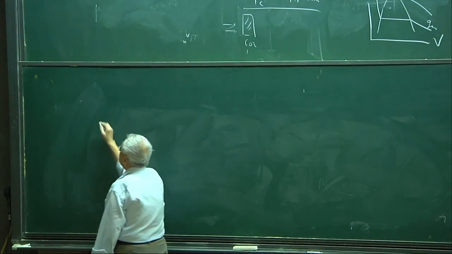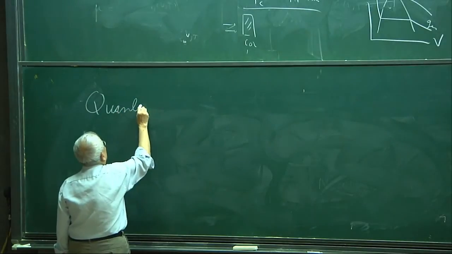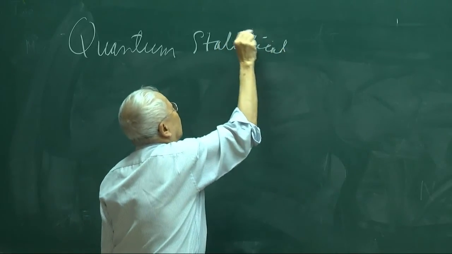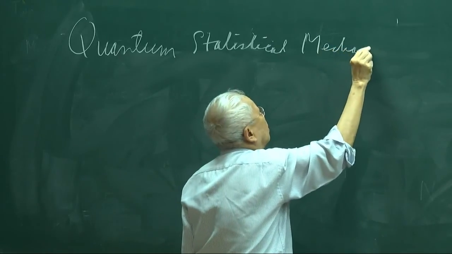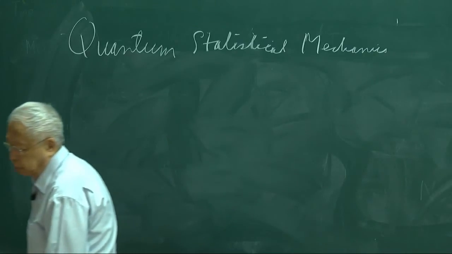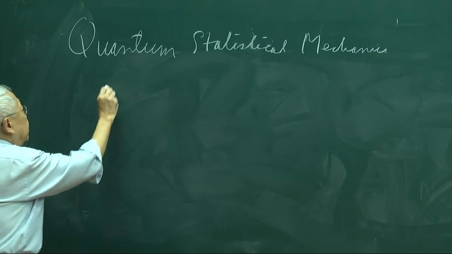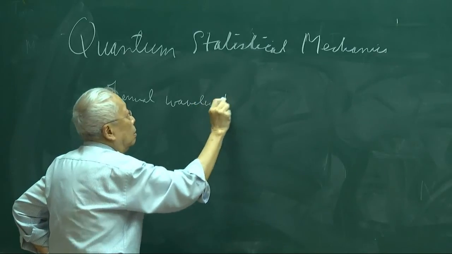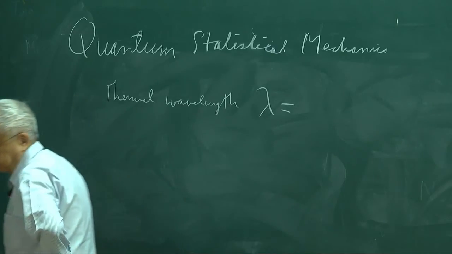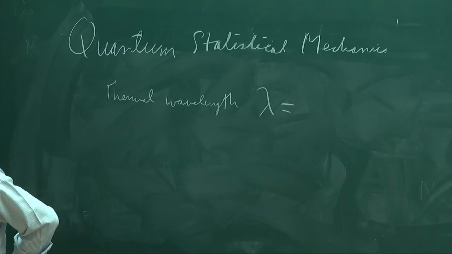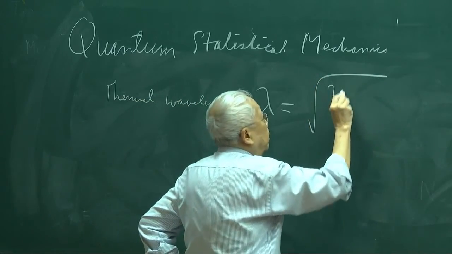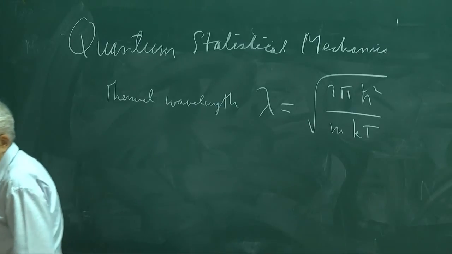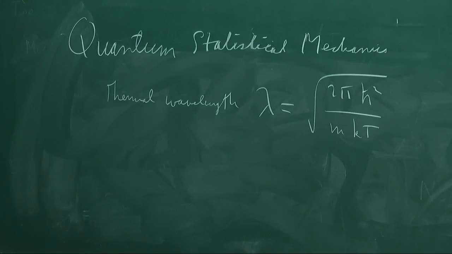Now we would like to discuss quantum statistical mechanics. When do you have to go to the quantum case? It's governed by the thermal wavelength, lambda, which we have discussed before when we discussed the kinetic theory. It's the square root of 2 pi h bar squared over mkT. It is the de Broglie wavelength of a particle whose energy is kT, or proportional to it.